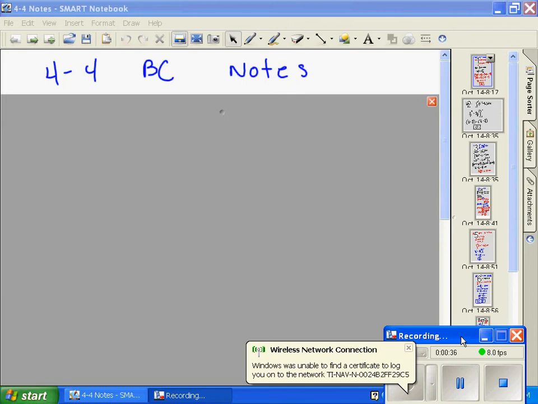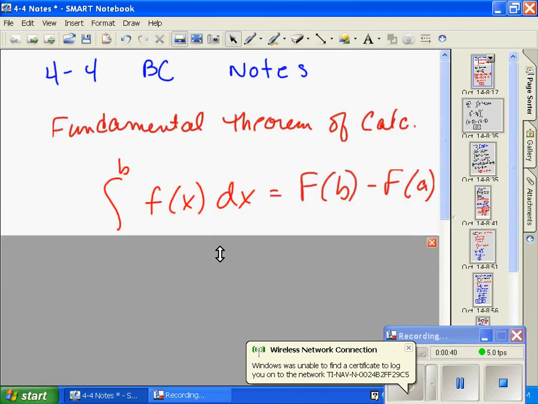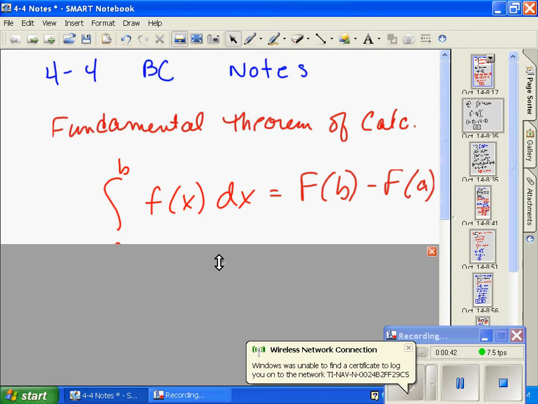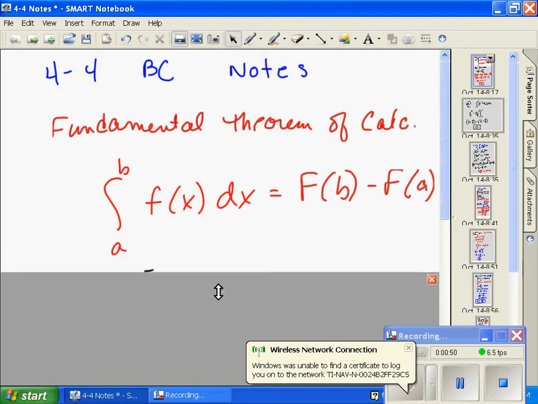So if I look at this, what are we doing today? Today is the fundamental theorem of calculus. So it's kind of like what we need to do in order to find a definite integral. Now if you look here, the left side of this equation is the same except for the a and the b.